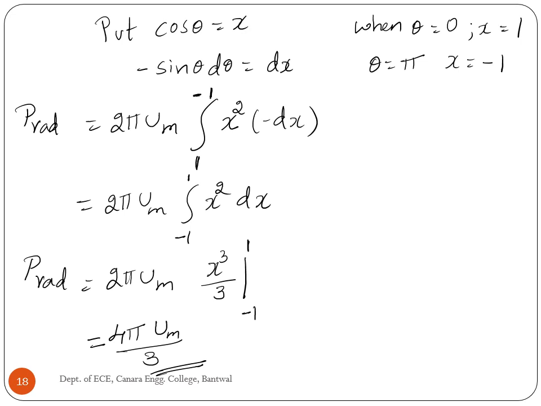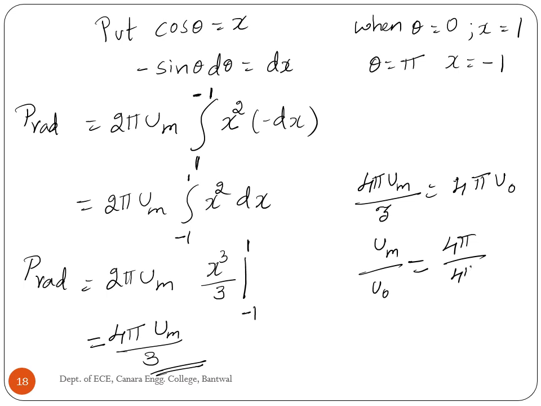Therefore, equate the radiated power for the given pattern, that is 4 pi by 3, is equal to radiated power from isotropic source, that is 4 pi u naught. U m by u naught is equal to 4 pi divided by 4 pi by 3, which is equal to 3. It's equal to directivity for the given pattern.